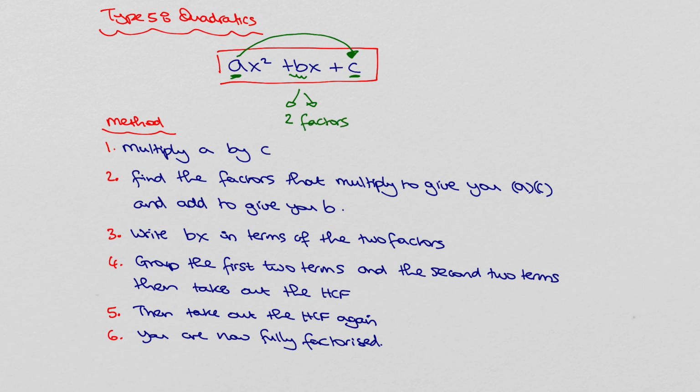We will then have 4 terms, and we're going to group the first 2 and group the second 2 terms, and we're going to take out the highest common factor. Once we've taken out the highest common factor, what's inside the brackets should be the same. If they're not, check your signs. And then we take out that highest common factor again, and we will now be fully factorised. So let's look at 2 examples.